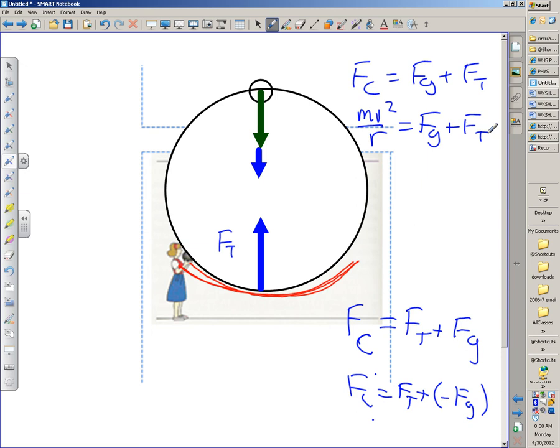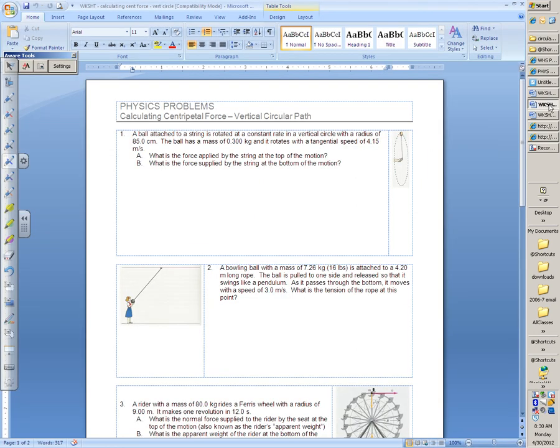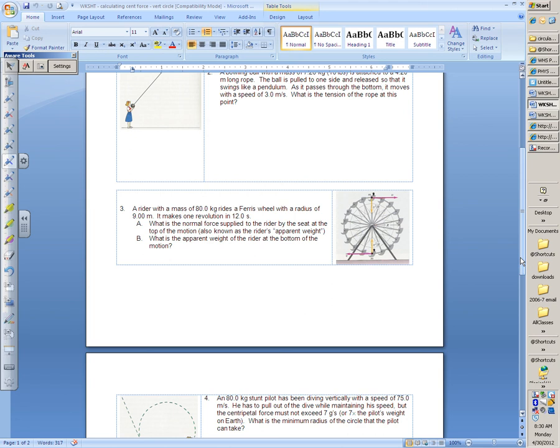Last kind of problem that we did on Friday dealt with apparent weight.